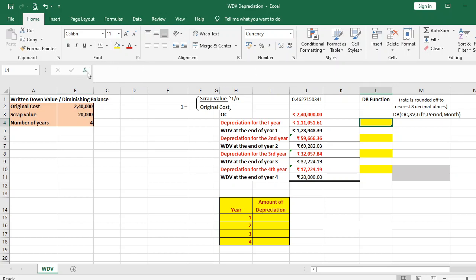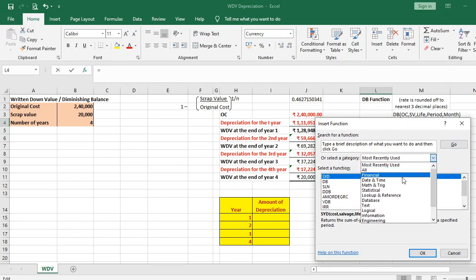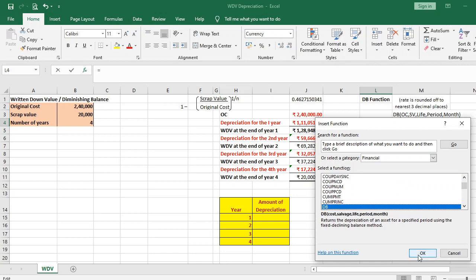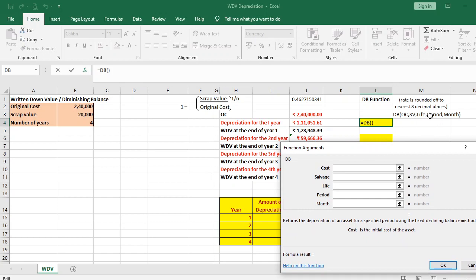So DB function. So click this FX insert function. There you go for financial. You choose DB. Okay. Now it asks for cost, salvage, life, period, and then month. Cost. This is the original cost. This cell B2. Salvage. This one scrap value 20,000 B3. Life is B4. Period we want to find out for the first year.